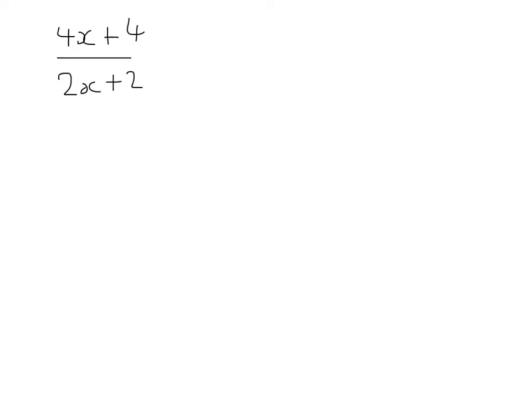We're now ready to use the trick that I hinted at in a previous video to simplify this fraction. We're going to start by factorizing both the top and the bottom. On the top line, we have a common factor of 4, which would leave us with x plus 1 in the brackets. And on the bottom, we have a common factor of 2, which again would leave us with x plus 1 in the brackets after we've divided by 2.